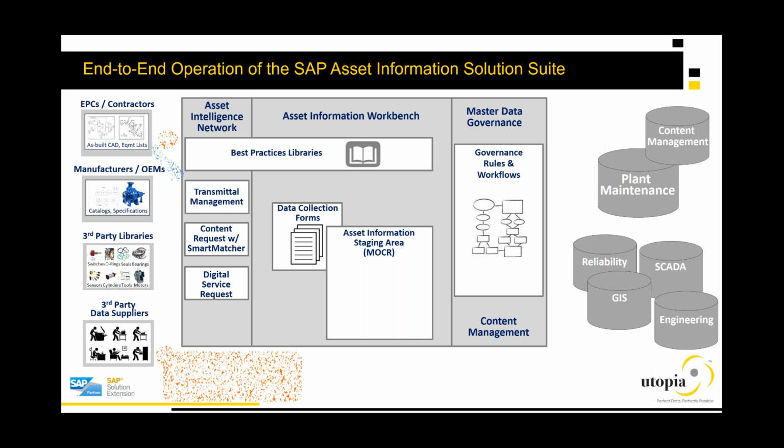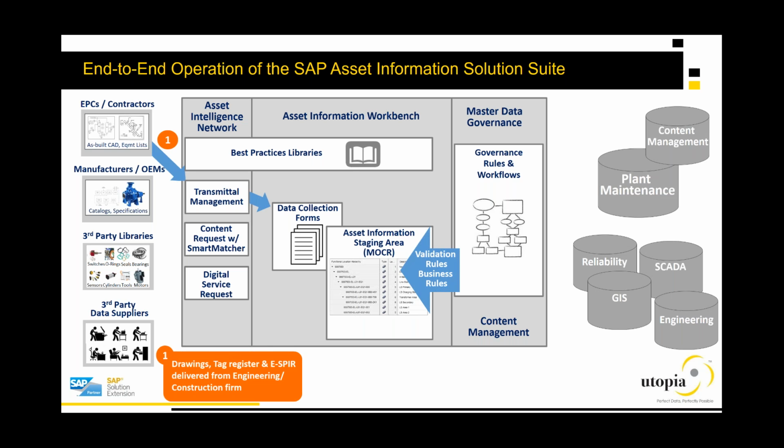It can come from the EPCs and the contractors, where you get drawings, you get a whole dump of information that comes in through the transmittals. These can then be put into data collection forms. They can then be used in what's called the asset staging area, where you can apply the rules that you've decided you need in your business to that information before it actually goes into your system. You can then give feedback back to your EPCs and contractors and say, hey guys, we need this additional information.